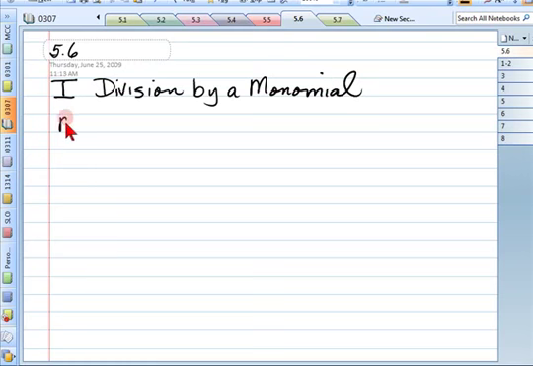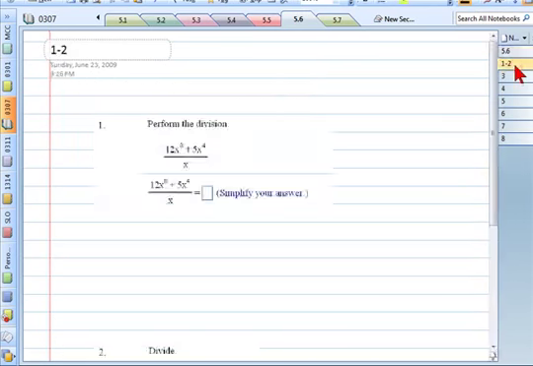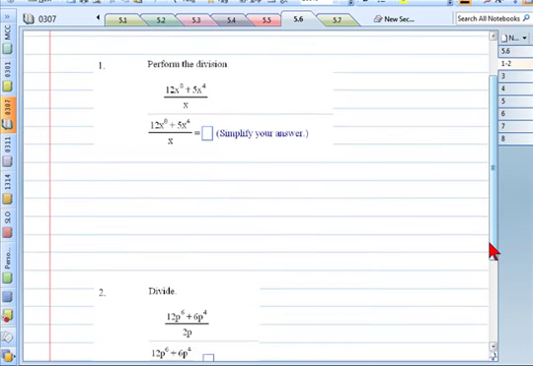I'm going to go straight to the MyMathLab. Problem number 1, I have the problem written down. Division by a monomial, one term. It starts out as 12x to the 8th plus 5x to the 4th over x. Do you agree I am dividing by a monomial?